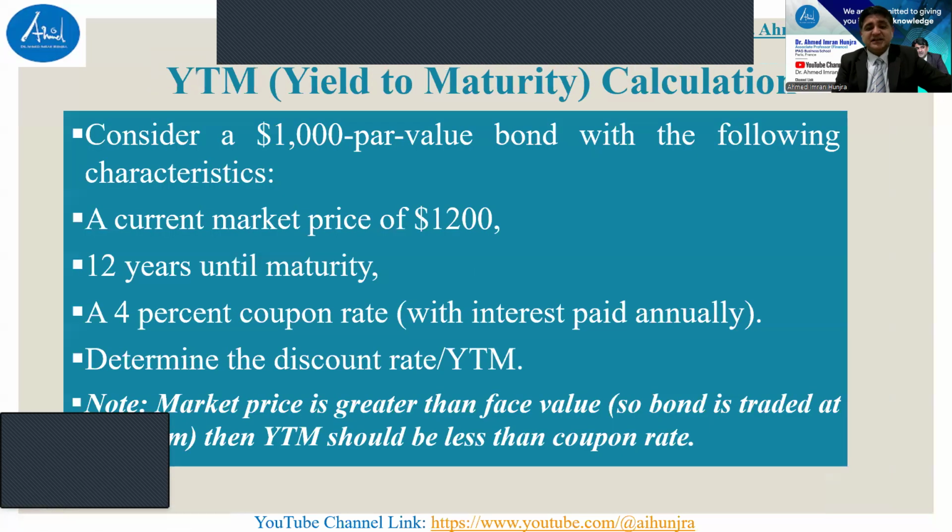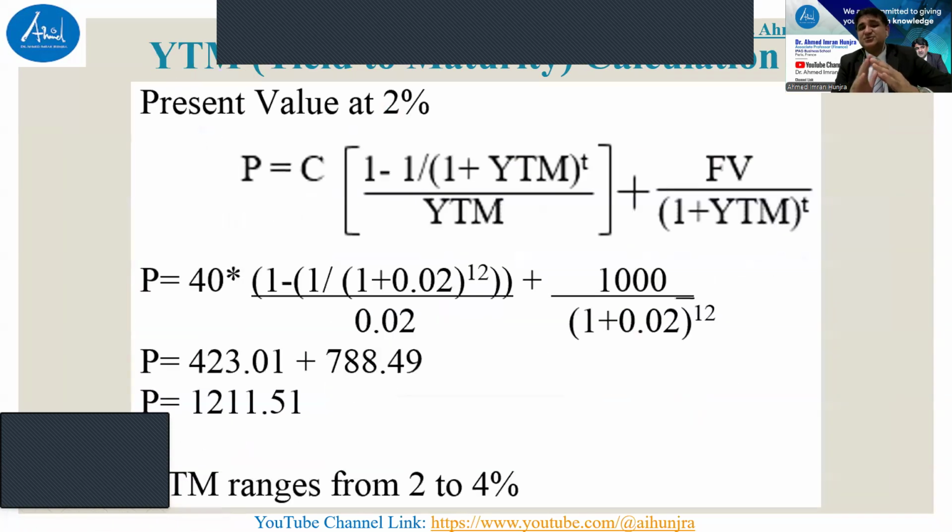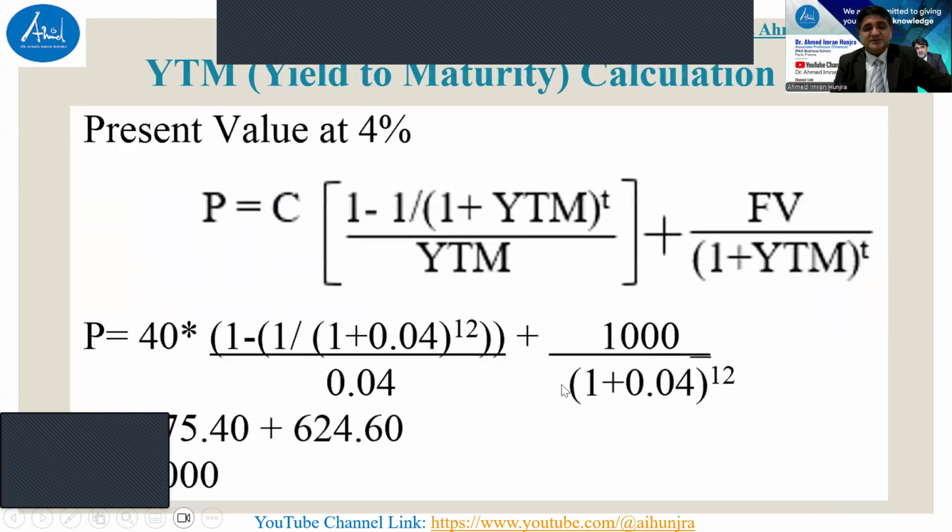So the bond is traded at premium. Once it's traded at premium, the YTM should be less than coupon rate. Coupon rate is 4%, and here we can take 2%. For example, the next assumed rate should be less than the coupon rate, so the next assumed rate we are taking is 2%. At 2%, coupon payments will be the same. Here, instead of 4%, we write 2%. The number of time periods is the same, and 0.02. After simplifying, we get the value 1211.51.